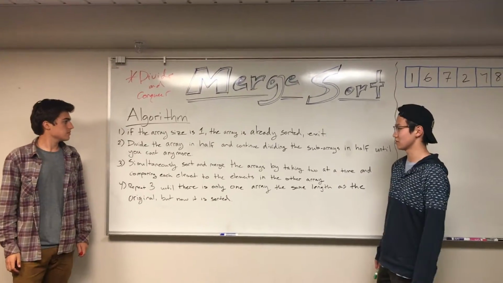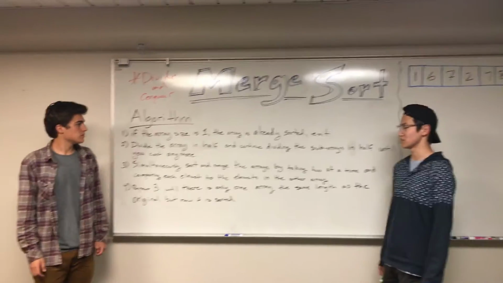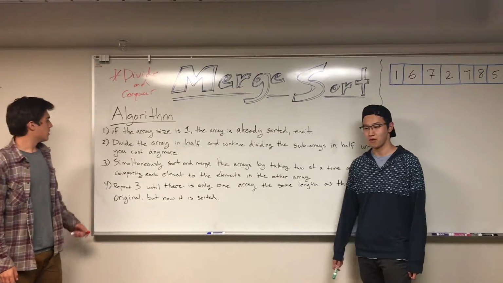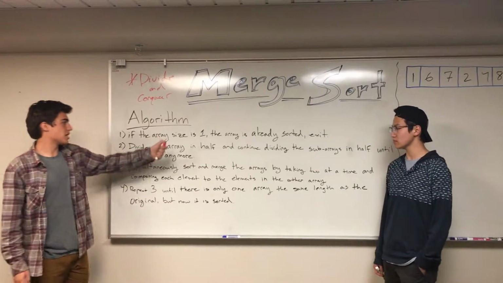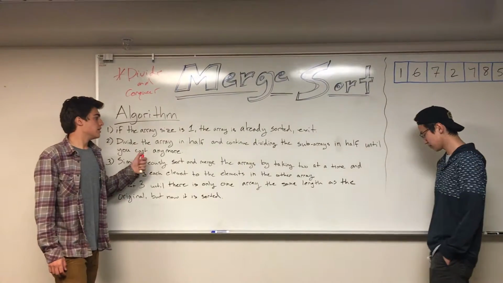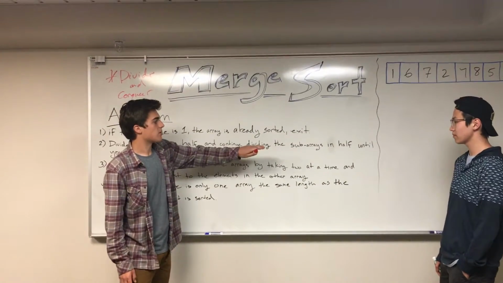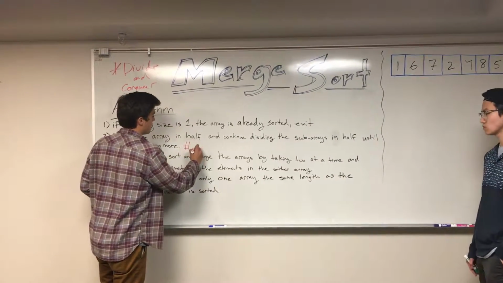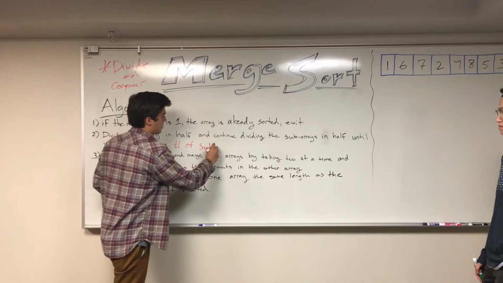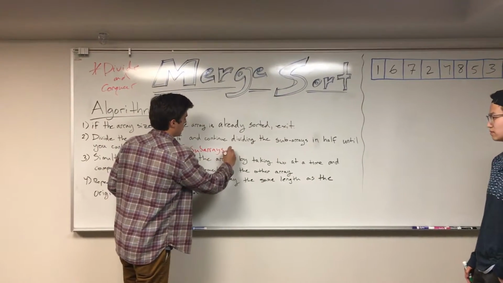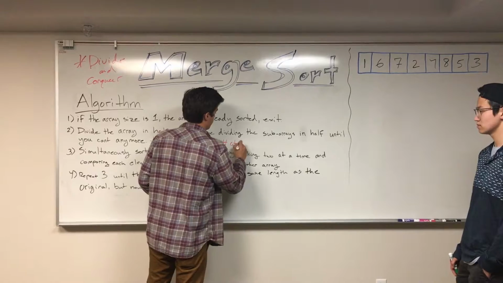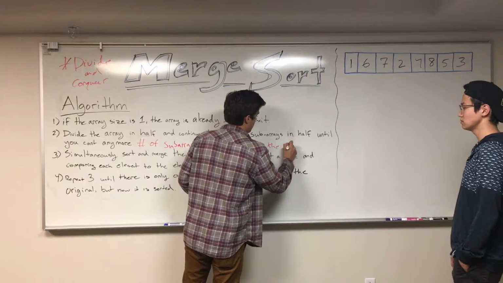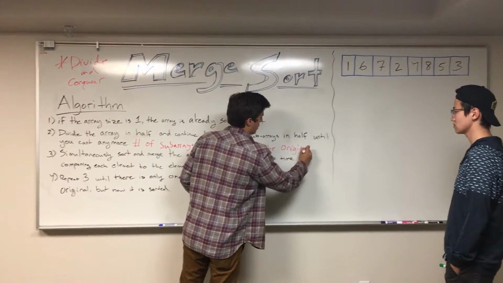Okay, so the first step of the algorithm is to check if the array size is 1. If it is, that means the array is already sorted, so you just exit. Then the second step, if the array isn't of size 1, is to divide the array in half, and then to continue dividing those subarrays in half until you can't anymore. And this is going to mean that the number of subarrays will be equal to the number of elements in the original array.